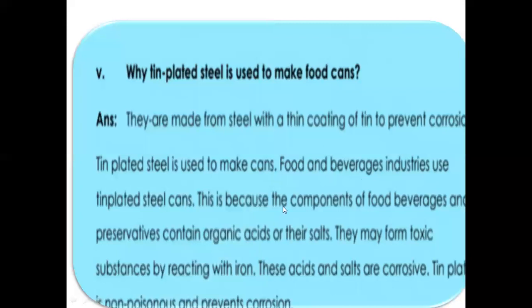This is because the components of food, beverages and preservatives contain organic acids and their salts. They may form toxic substances by reacting with iron. So to prevent their reaction with iron, the steel is plated with tin. These acids and salts are corrosive, so tin plated steel is non-poisonous and prevents corrosion.